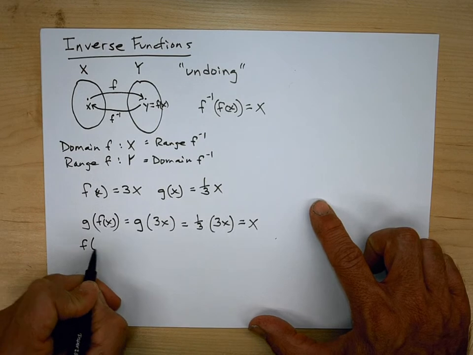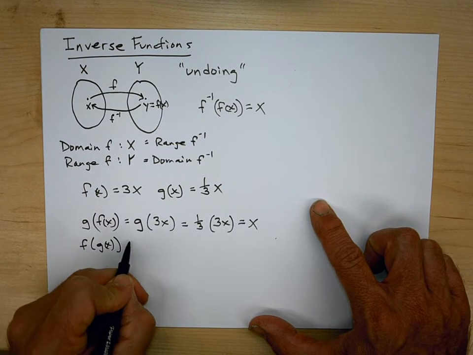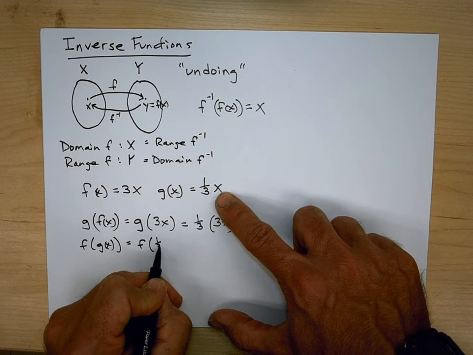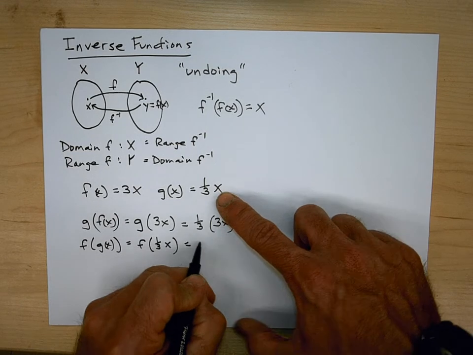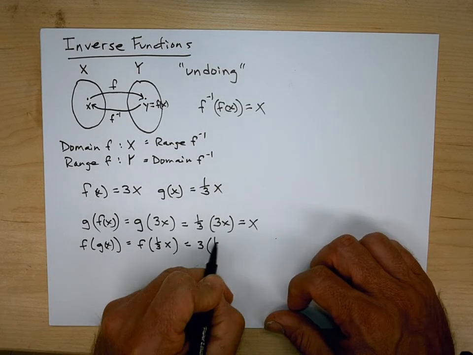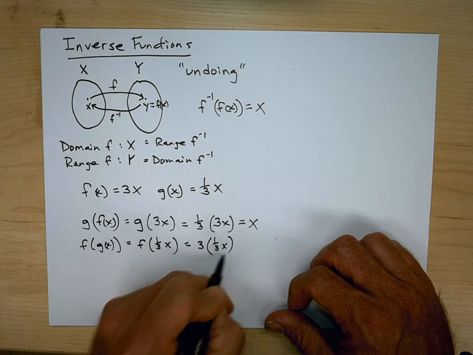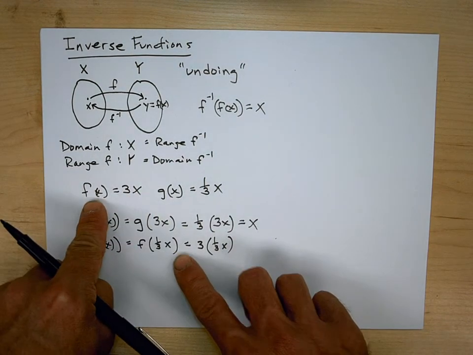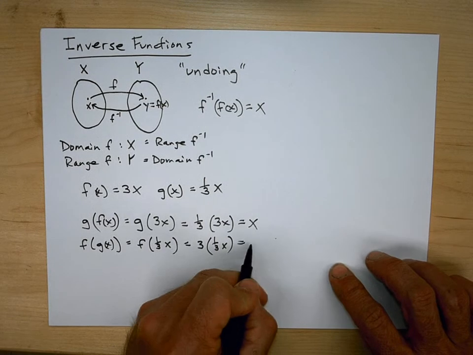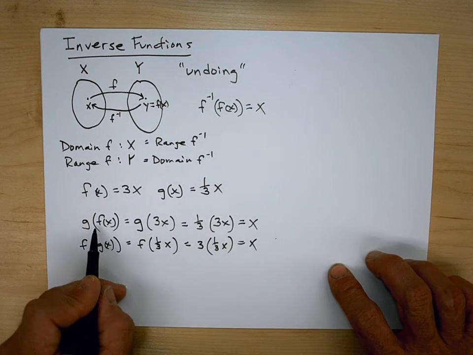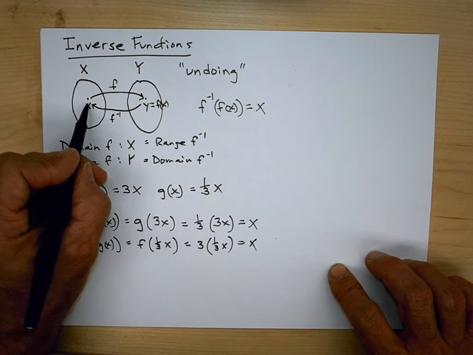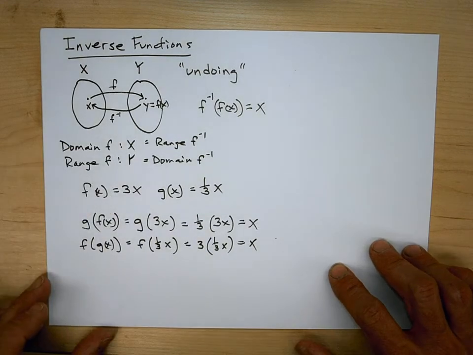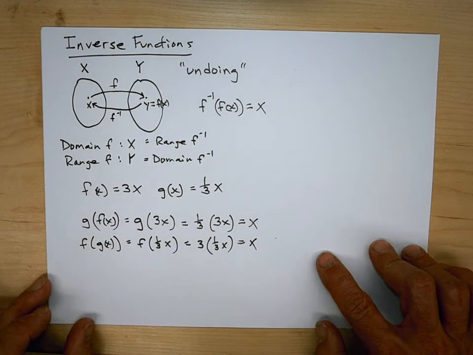And likewise, if I take f of g of x, that's f of 1/3 x, well, that's 3 times 1/3 x. I'm taking this 1/3 and putting it in for x in f. 3 times 1/3 is 1. So you can see what happens here is these functions undo each other. They get us back to what we started with. And this undoing is the characteristic property of inverses.